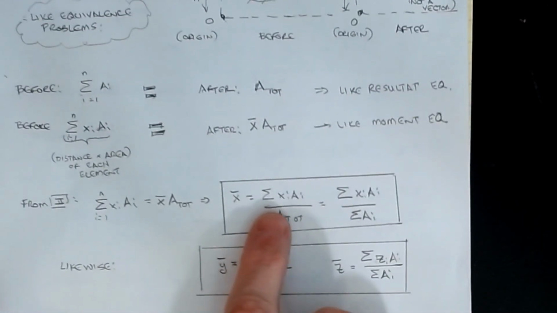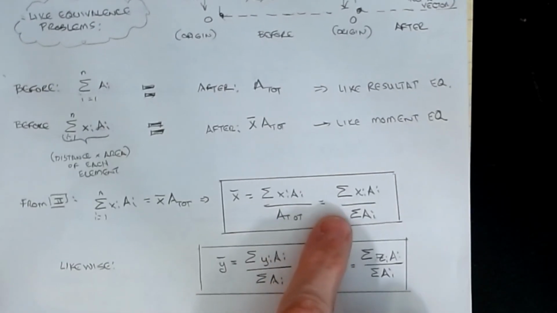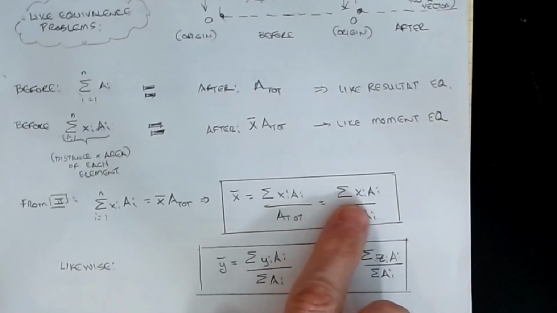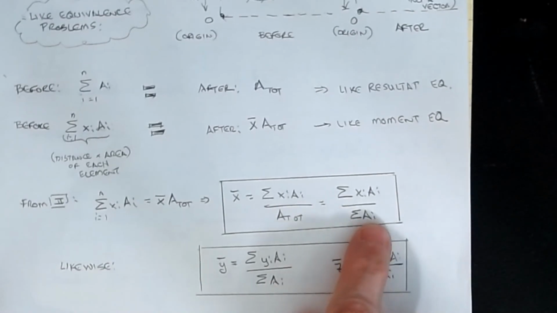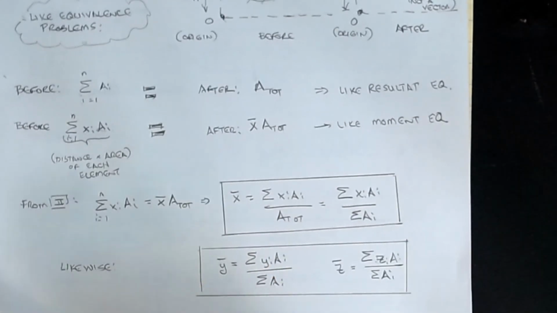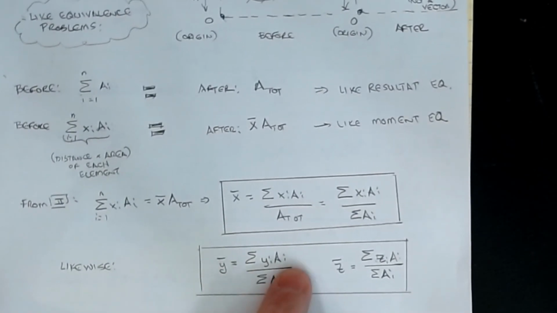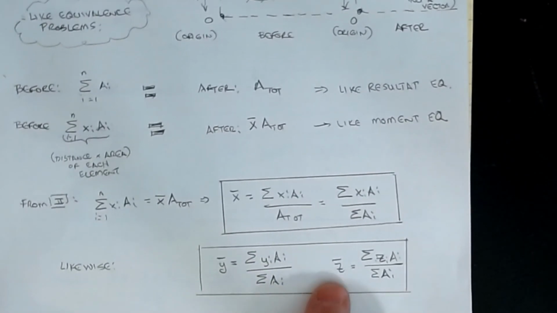When I do that, you get an equation that looks like this: the sum of the xi Ai all over A total. I can rewrite this into the classic form that we know, the sum of the xi Ai all over the sum of the Ai. You'll see this formula repeatedly scattered throughout texts. So this is the x bar formula. If I do the same thing in the y direction and the z direction, you can find the centroids in those directions as well, where I take the y coordinate times its area over the sum of the Ai, and the z coordinate times the area over the sum of the Ai.